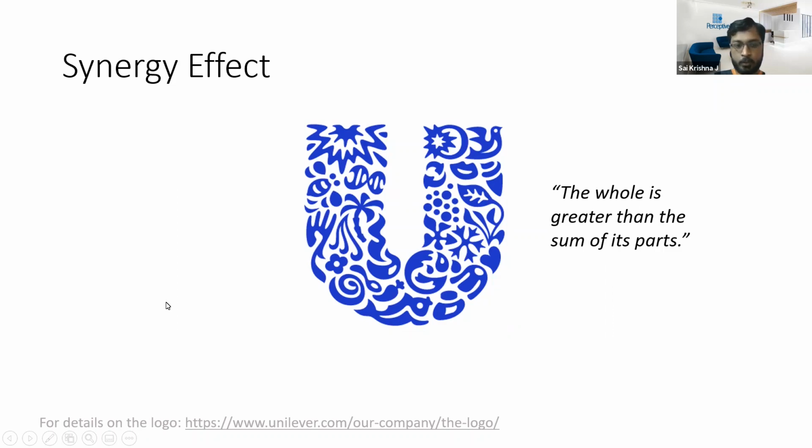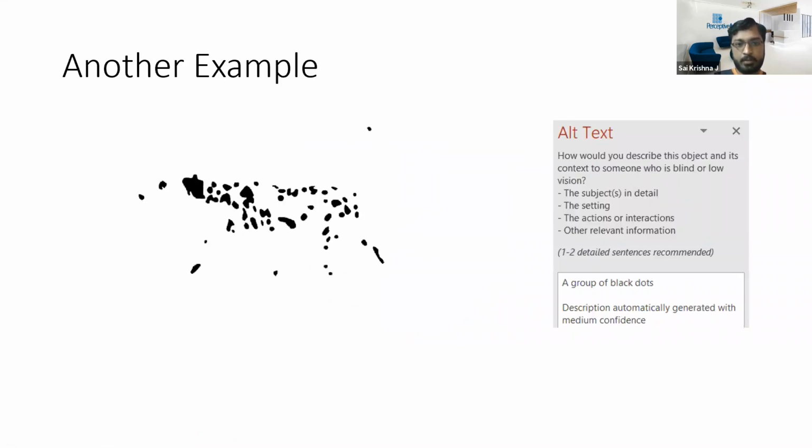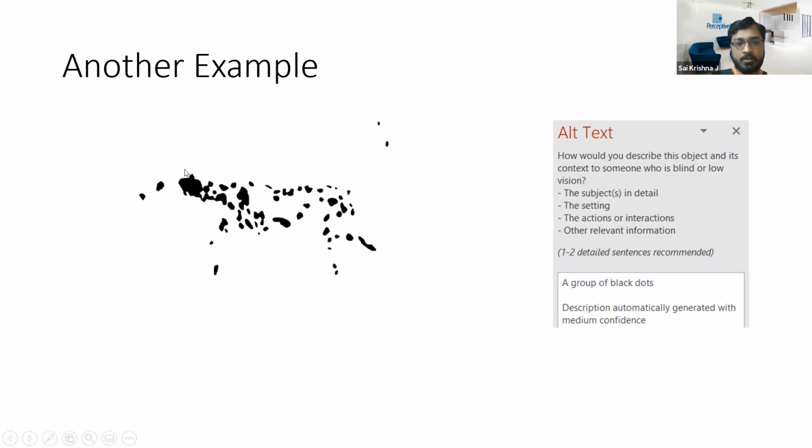For more information on the logo or what each of these symbols means, you can go to this website and check out the information. But essentially, when I say the whole is greater than the sum of the parts, this is what we mean. Though this picture is made up of individual components, when we look at it, we tend to process everything as one single unit and derive some additional information from it. That's it. Now another example, what you see here, right?